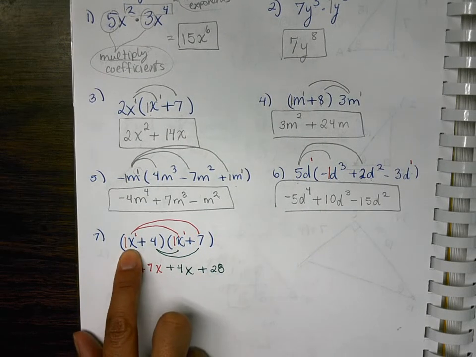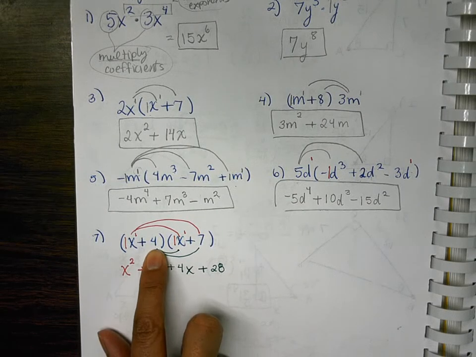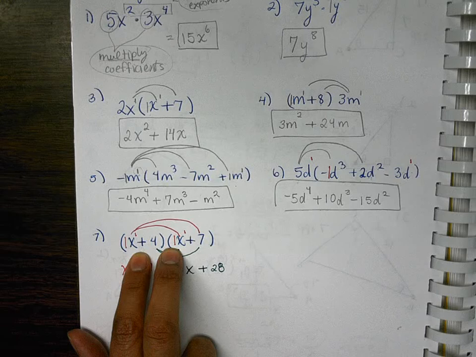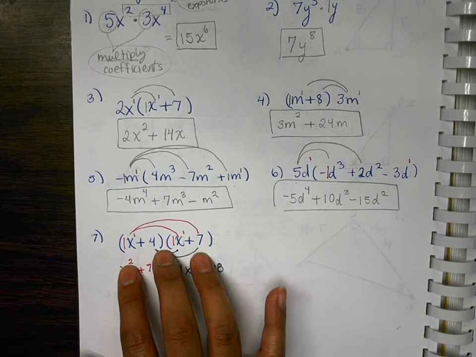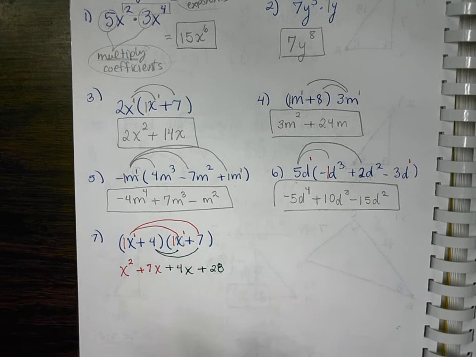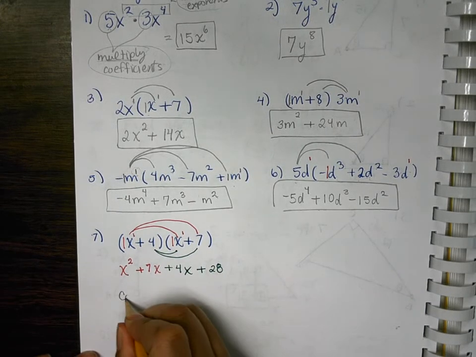Yes. Red came from distributing what term? The x, and the green came from distributing what term? The 4. Double distribution. There's such a thing as triple distribution, quadruple distribution. You can distribute a 5-term polynomial. It takes a lot longer, but it's possible. Does this make sense?